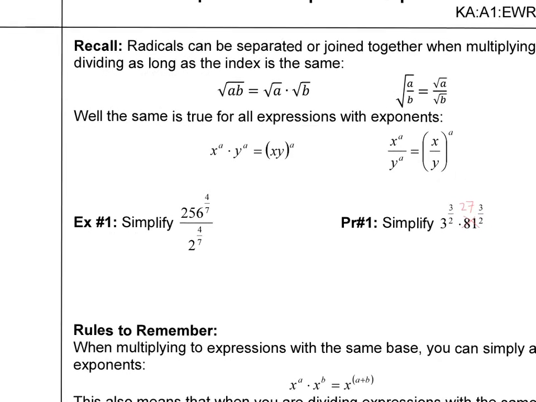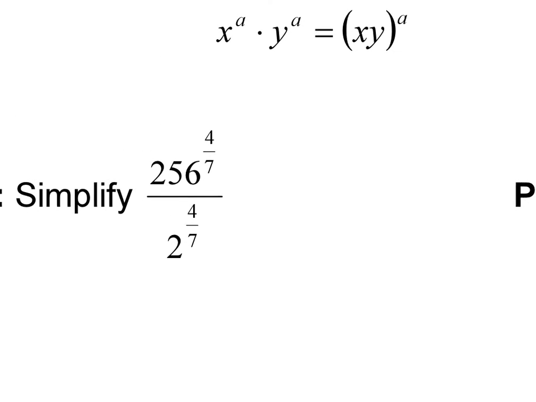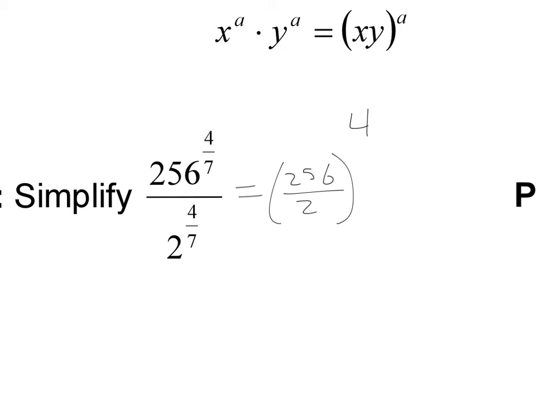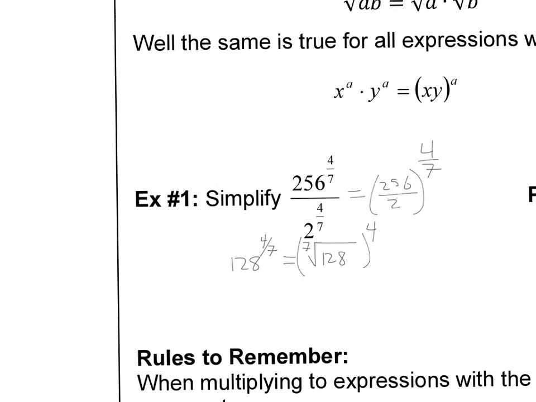Okay. Let's go ahead and do example 1 together. I'll show you how we can use these properties to simplify this. The first thing I notice is that they both have the same power of 4/7. So that tells me I could write this as 256 over 2 to the 4/7 power. Well, 256 divided by 2 is 128. And 128 to the 4/7 power, this really is like saying the 7th root of 128 to the 4th power. So we just need to know what do you get and multiply by itself 7 times to get to 128.